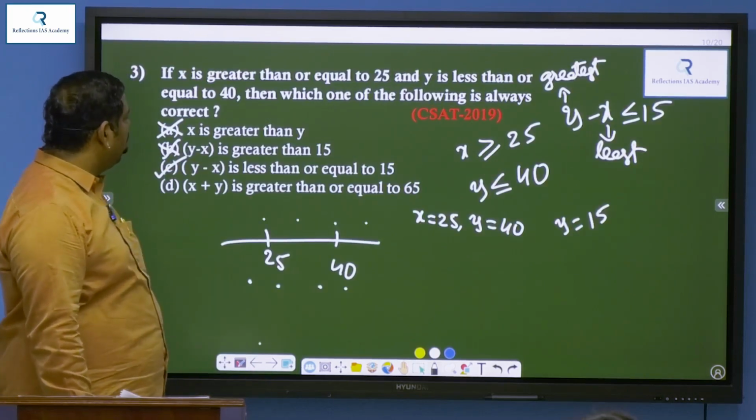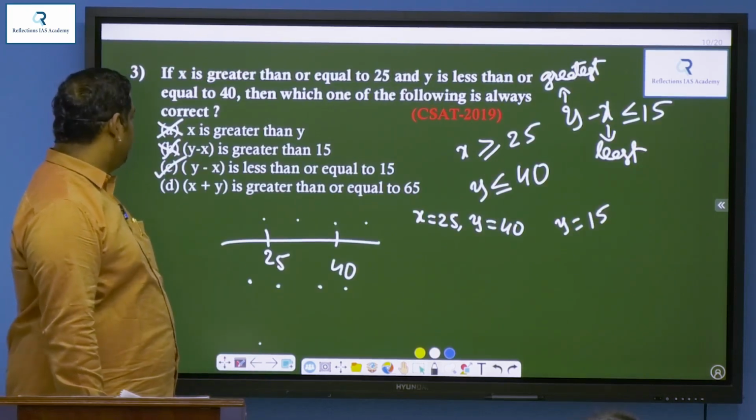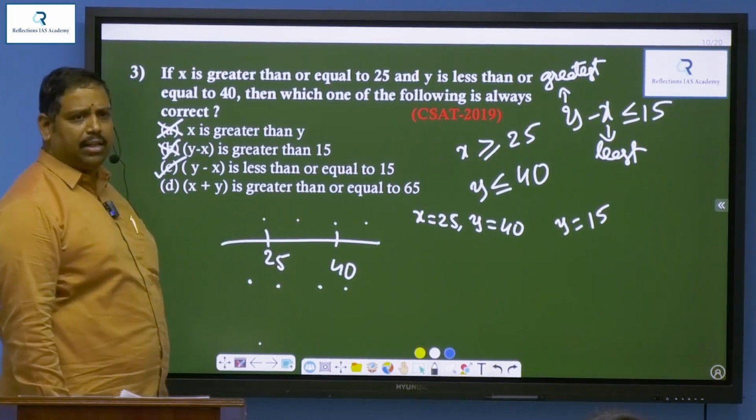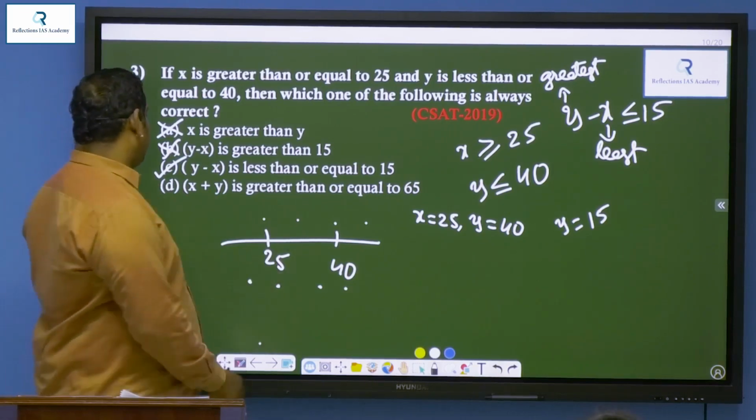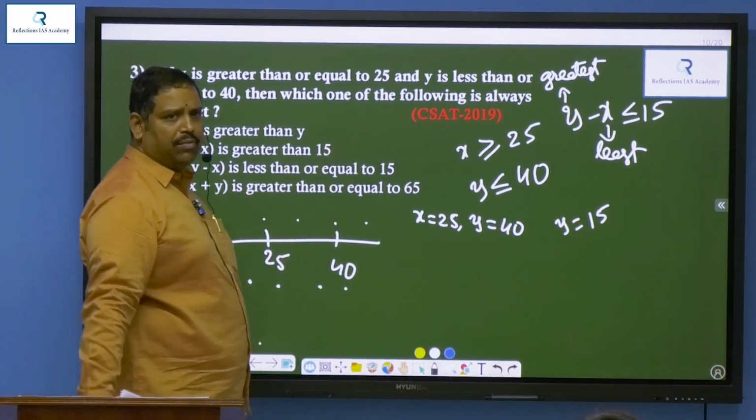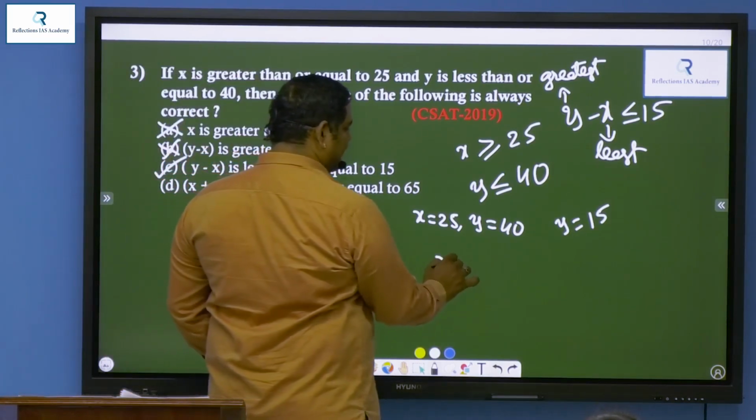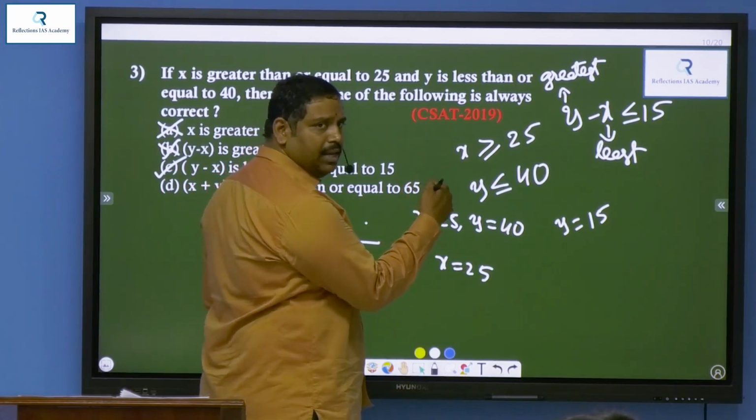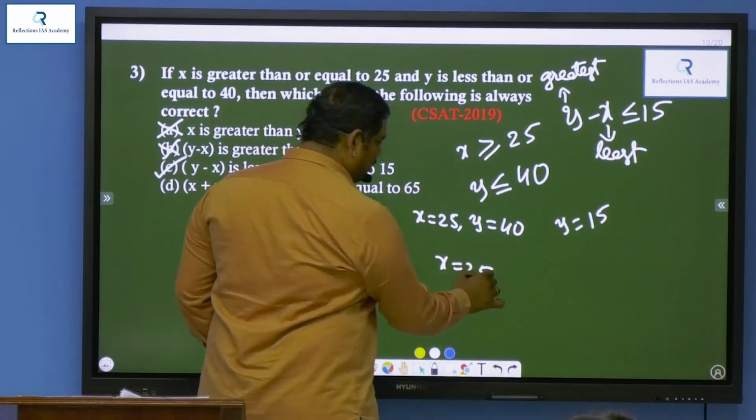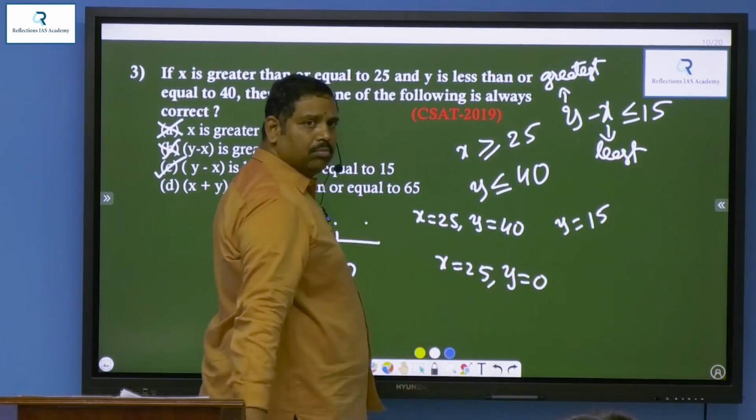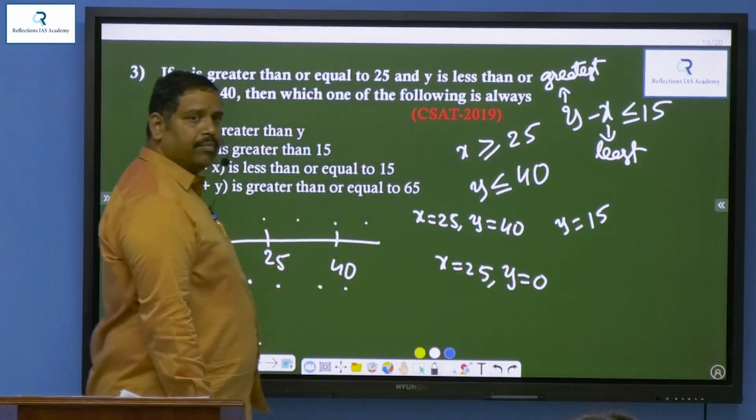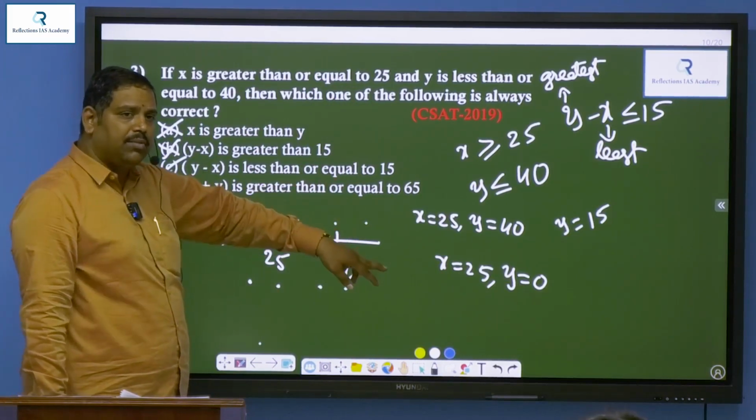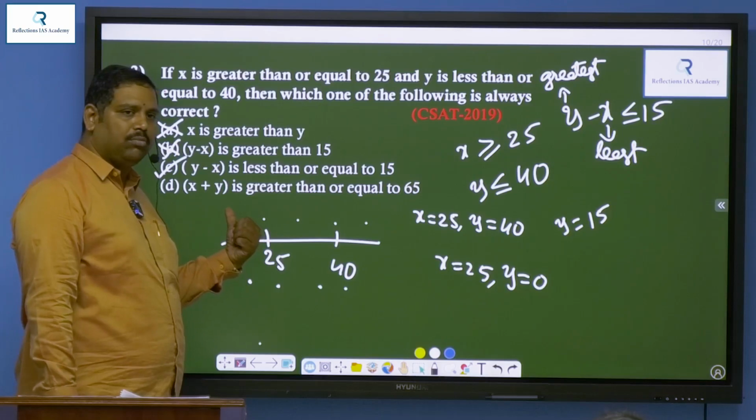X plus y is greater than or equal to 65. Okay, it is strictly greater than, right? What I am thinking is x will be more than or equal to 25. One possibility I am saying x is equal to 25. Is it possible? Y is less than or equal to 40. Less than or equal to means any lesser value I can take, right? Okay, I am taking y equal to 0. What is the value of x plus y? 65, more than 65, or less than 65? So now the fourth one is correct or wrong? Wrong.